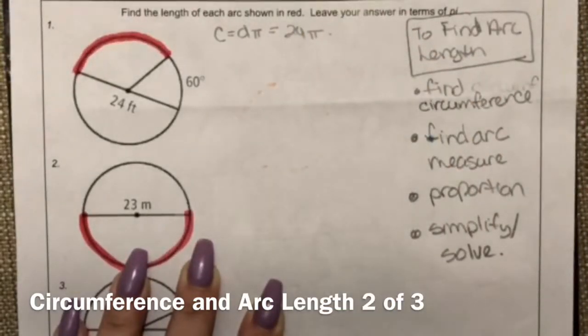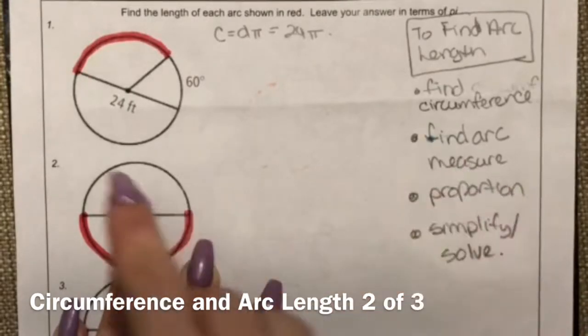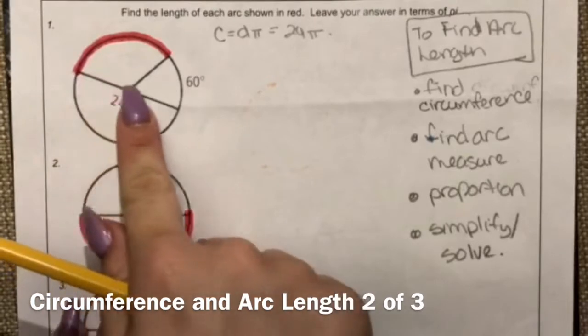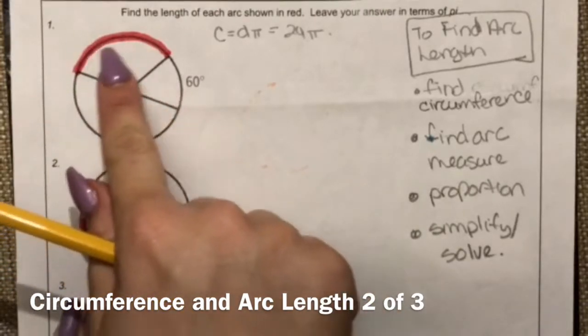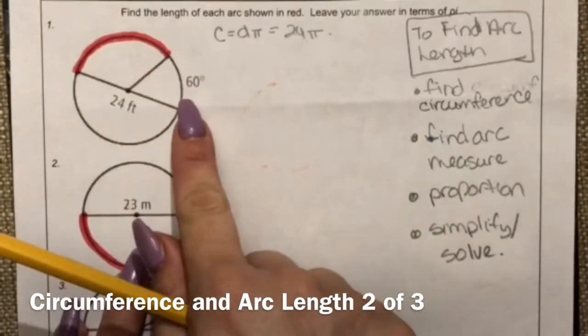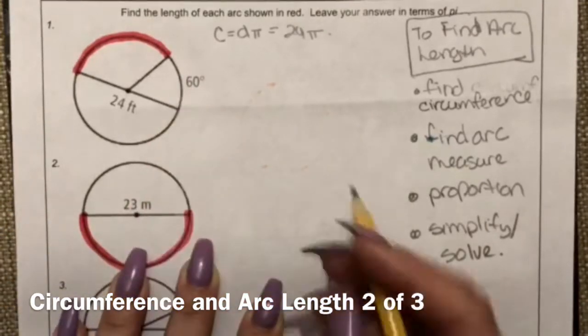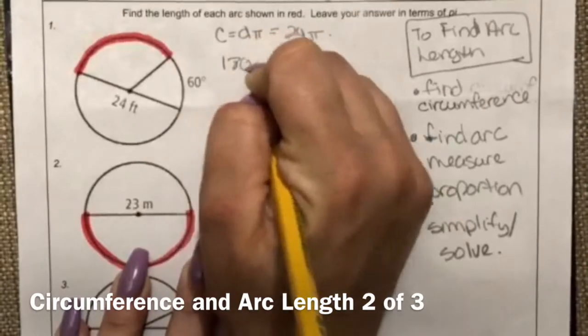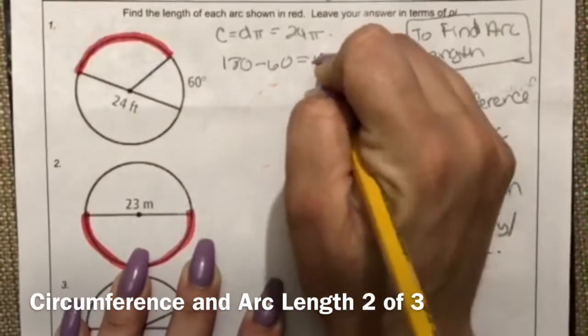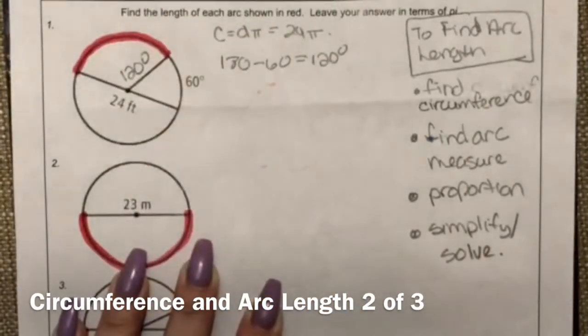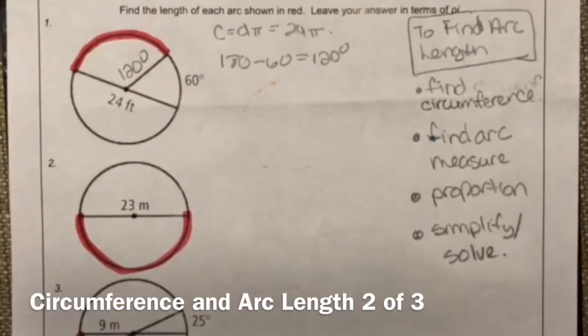Now the next thing I'm going to do is find my arc measure, which means what is the degrees for the portion I'm looking for? Well, if this is the diameter, which makes a semicircle 180 degrees, if I subtract this portion, I have 180 minus 60, which is equal to 120 degrees. So now I have my circumference, I have my arc measure. Next, I'm going to set up my proportion.